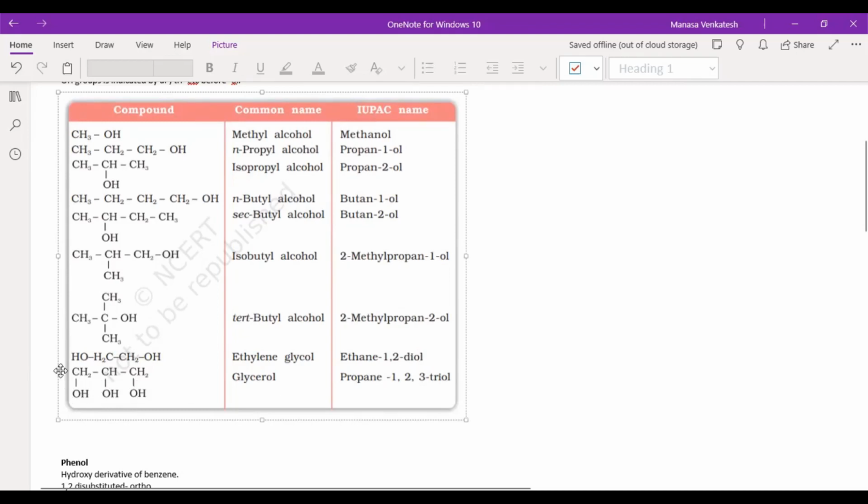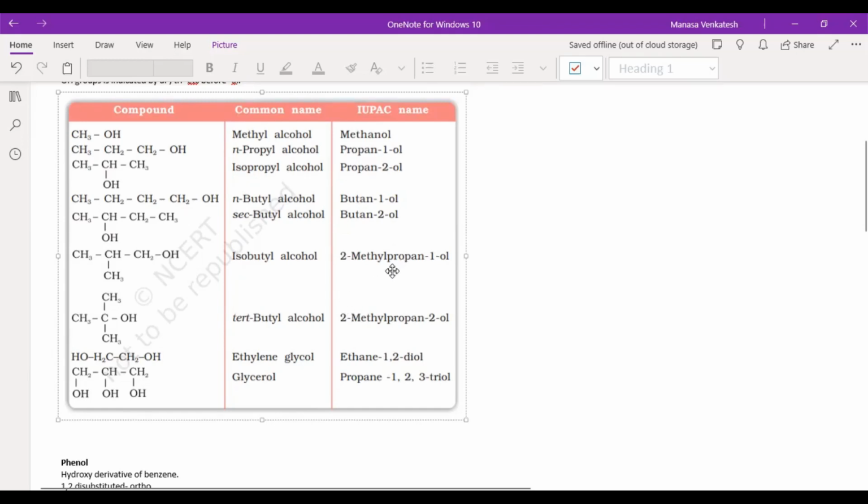This is a propane chain, and you have three alcoholic groups, or three hydroxyl groups, attached. So propane 1, 2, 3, all three carbon atoms are attached to an alcoholic group or a hydroxyl group, and the name becomes propane-1,2,3-diol. No, triol. I'm sorry. This is just the basic understanding.